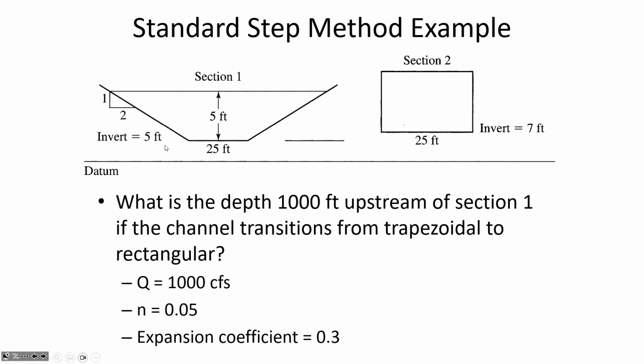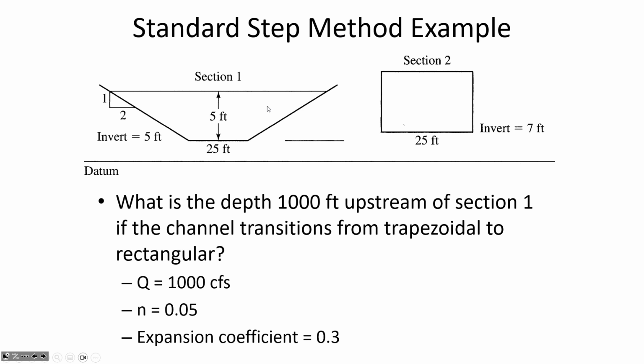Here, where it says invert equals 5 feet, that's defining the delta Z for us. If this is our elevation datum, say sea level, the bottom of the trapezoidal channel is 5 feet above sea level at section 1, and at section 2, which is upstream, the elevation of the bottom of the channel is 7 feet. That makes sense that it would be higher, because water's flowing from section 2 down towards section 1. In this example, we've got subcritical flow. So section 2 is an upstream location, section 1 is downstream.